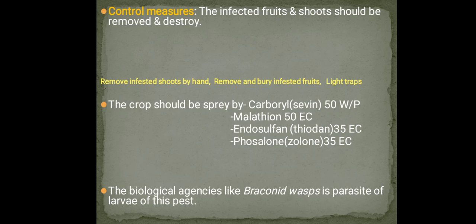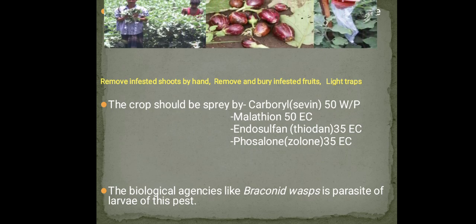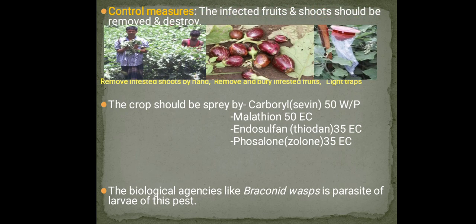Then the control measure of this fruit borer is that the infected fruit and shoot should be removed and destroyed. The crop should be sprayed with carbaryl 15, malathion 15 EC, endosulfan 35 EC, and phosalone 35 EC. The biological agent like braconid wasp is a parasite of the larvae of this pest. Then here we will see the damage of this fruit in a field.